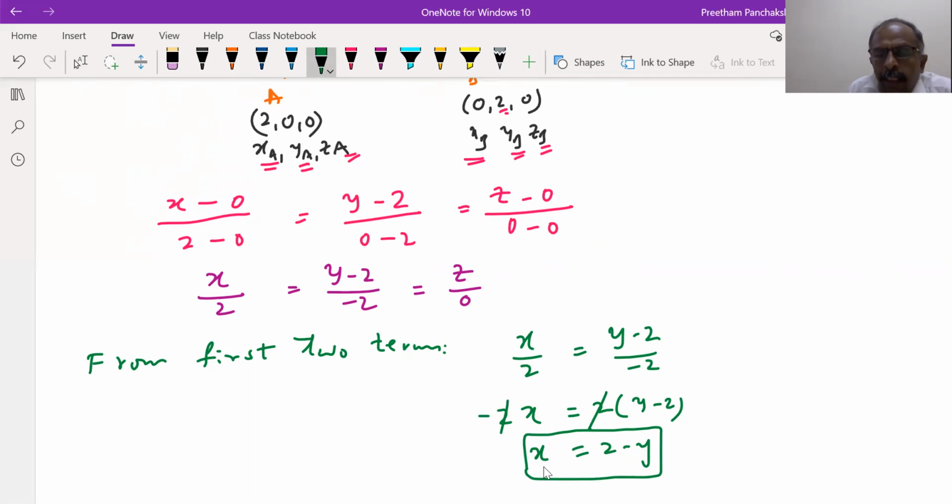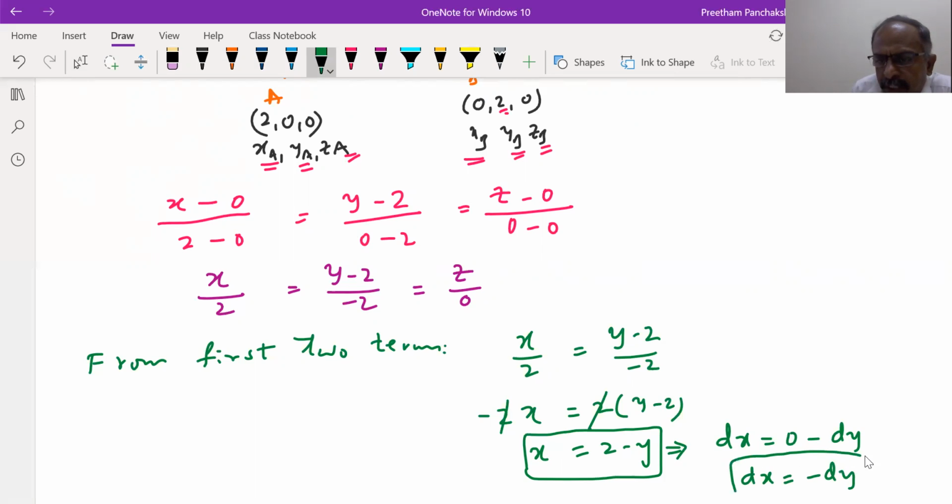So that automatically a straight line path will be established. At the same time, we need to convert differential elements dx to dy also. So if you differentiate this, x becomes dx. Differentiation of 2 is 0. Differentiation of y is dy. So finally, dx is equal to minus dy.